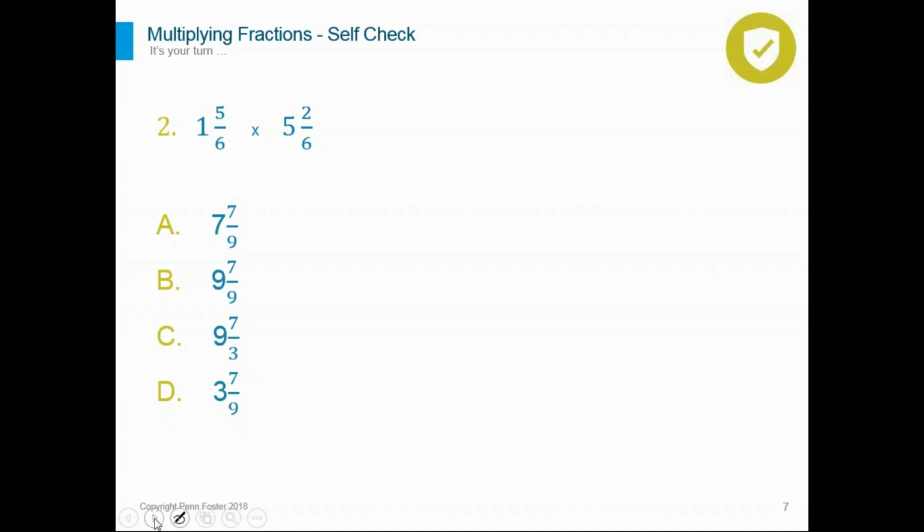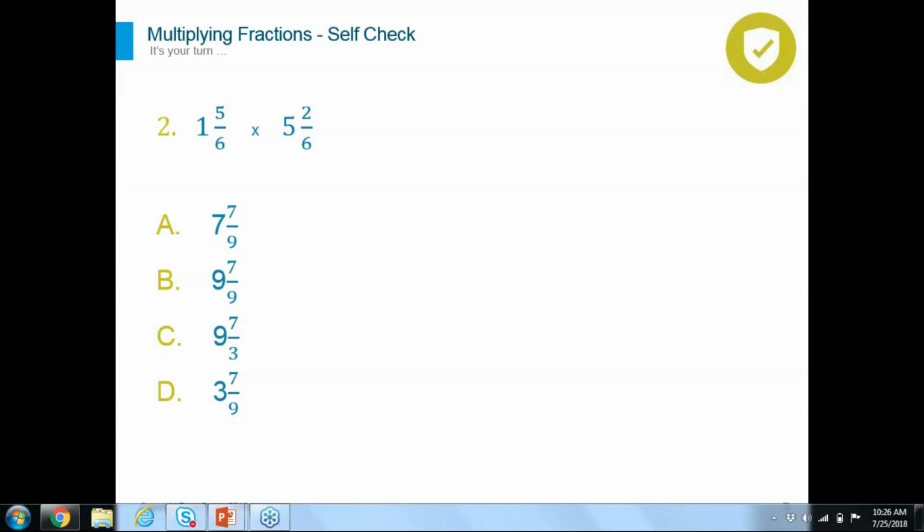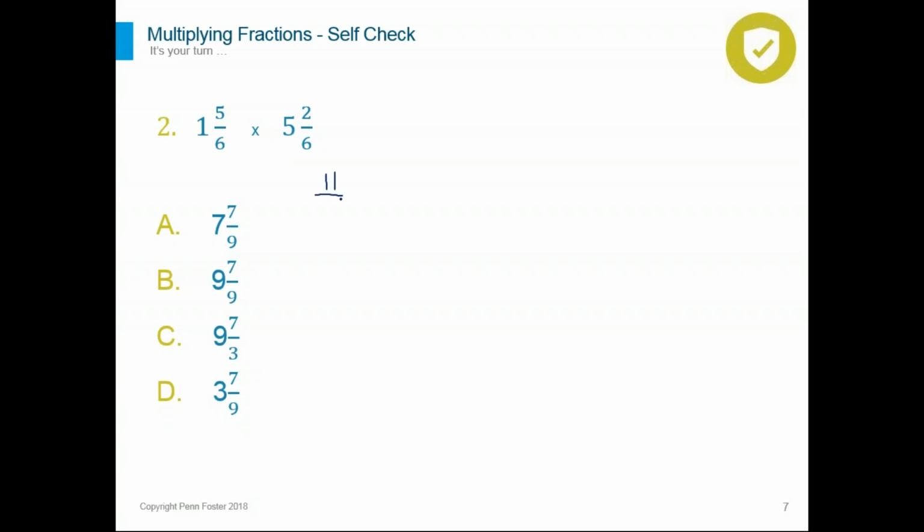So again, a multiplication problem. Once I see mixed numbers, I'm just going to hold. I'm not going to do any multiplications yet. I have to rewrite my problem in terms of improper fractions. 1 times 6 is 6 plus 5 will give you 11 over 6. And then times, you're going to change the other one. 5 times 6 is 30 plus 2 gives you 32, and keep the same denominator 6.